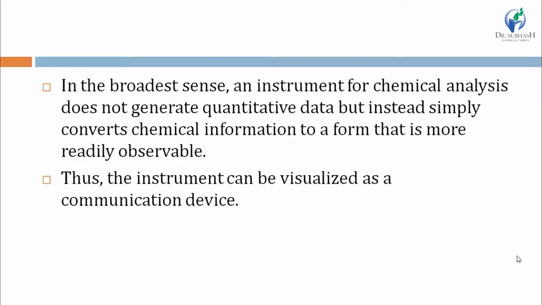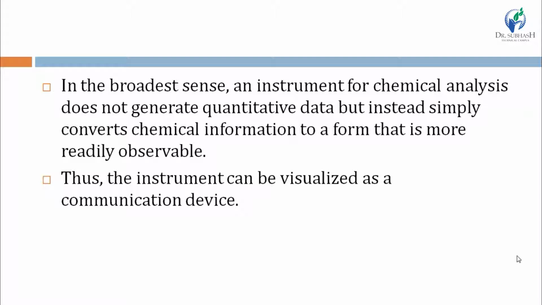In the broadest sense, an instrument for chemical analysis does not generate any quantitative data, but instead it simply converts chemical information to a form that is more readily observable. Obviously, we cannot say by just visualizing which ions are present in this sample and in how much amount. So this chemical information is converted into more observable information through the atomic absorption spectrometer, means instrumental analysis.